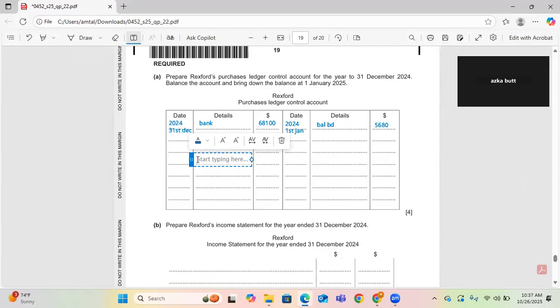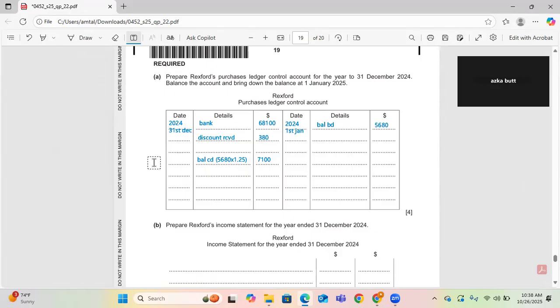So let's write the closing balance here, and the amount is 5680 multiplied by 1.25. Okay, so let's see how much the amount is. Let me calculate. Okay, so this is 7100. That's it.